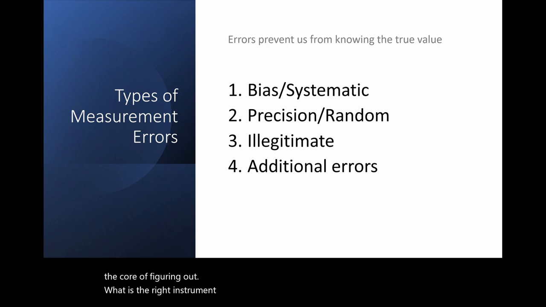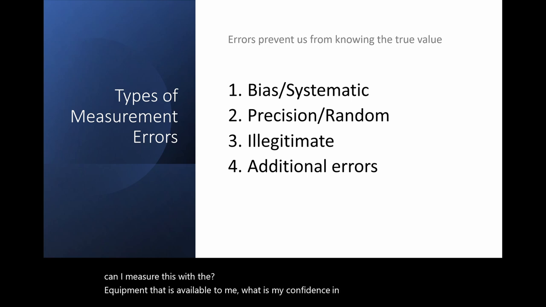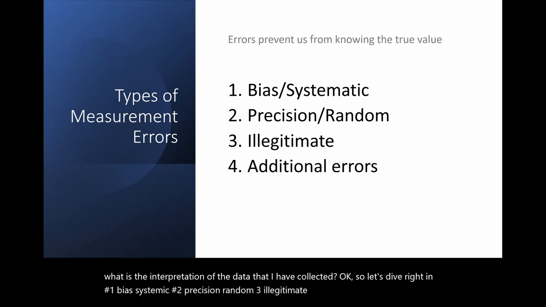How accurate do I need to know this? How accurate can I measure this with the equipment that is available to me? What is my confidence in the result? And then what is the interpretation of the data that I have collected? Okay, so let's dive right in. Number 1, bias systemic. Number 2, precision random. 3, illegitimate. And 4, additional errors. So let's dive in and talk through each one of these.